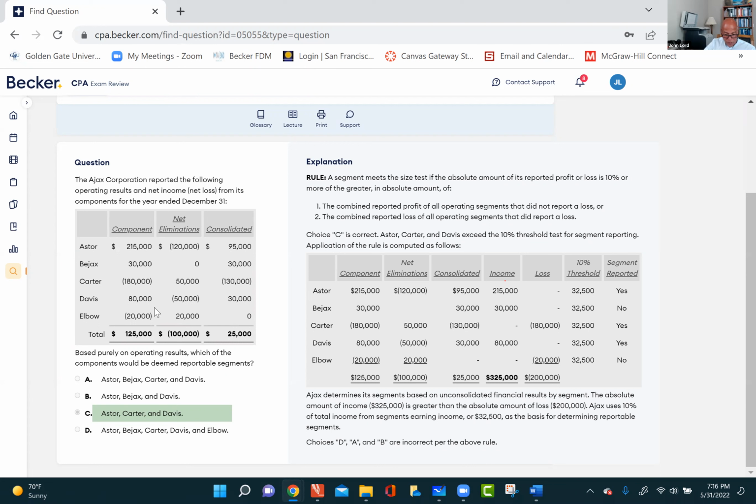So now it's not 325,000 but 32,500. Now I go back through and start to look. Astor is greater than the 32.5, so it's going to be a reportable segment. BJAX, no, on an absolute value basis, it's not big enough, because it needs to be 32.5 or more. Carter, yes. Davis, yes. Elbow, no, because it was only 20,000. So that's why it's Astor, Carter, and Davis.